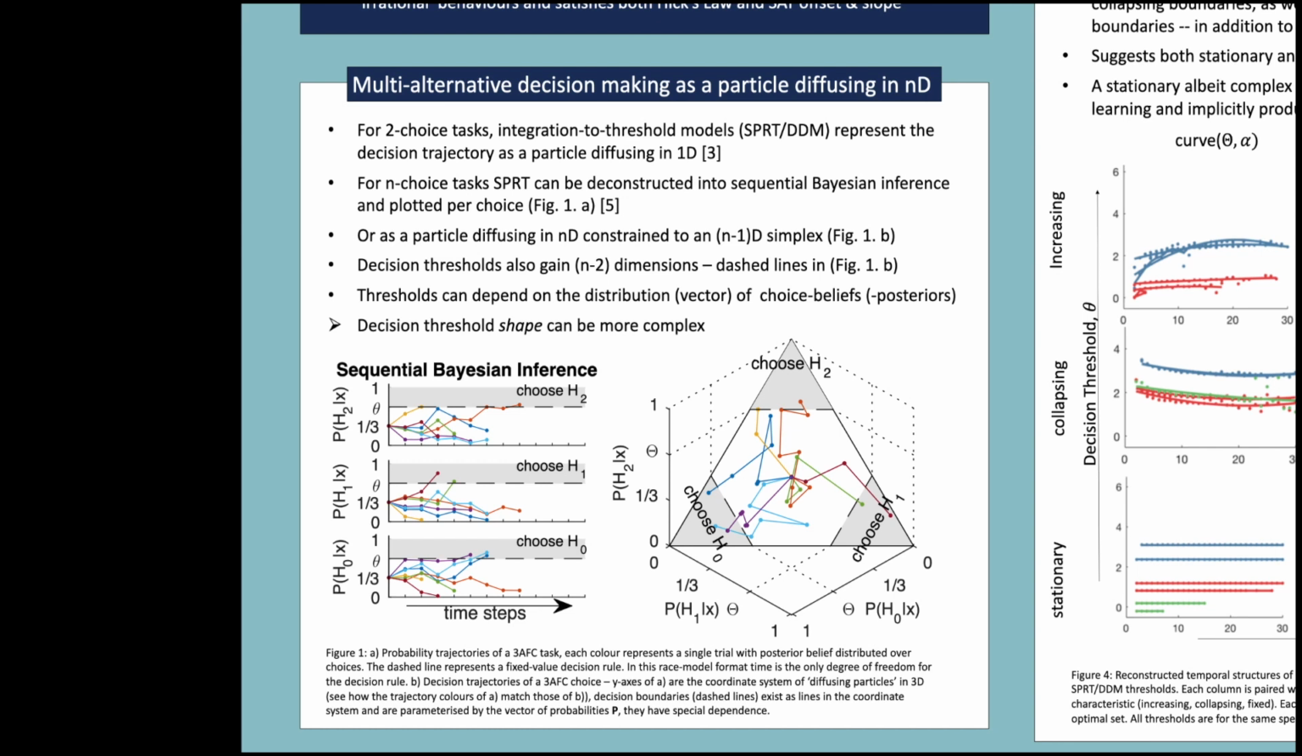By representing decision thresholds as diffusing in space, we find that the decision trajectories are constrained to an n-1 dimensional simplex. So this example of 3 choices takes place in 3 dimensions but is constrained to a 2D plane. More interestingly, the decision threshold gains a dimension, so it is n-2 dimensional. So instead of being single valued with a potential of temporal complexity, these can now be spatially complex because they're lines. The takeaway from this section is that by representing multiple alternative decision making as a particle diffusing in ND, the decision threshold shape can be more complex.